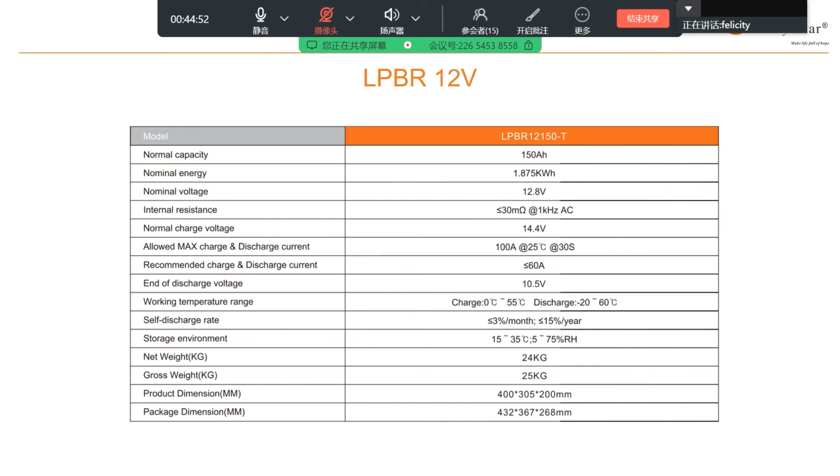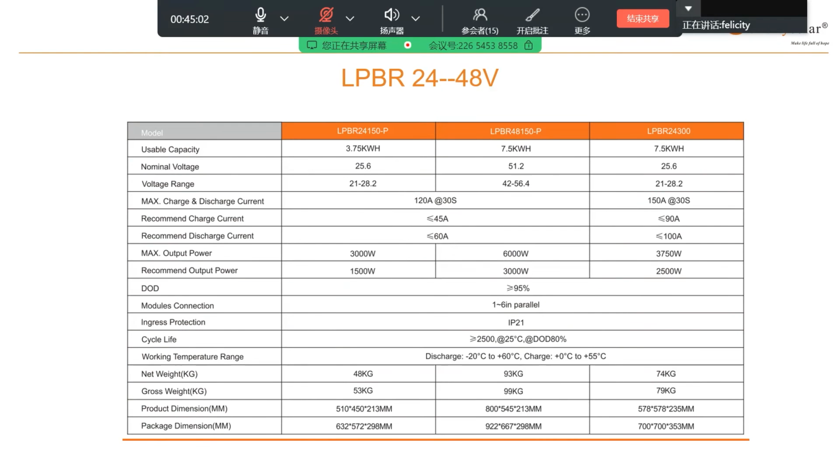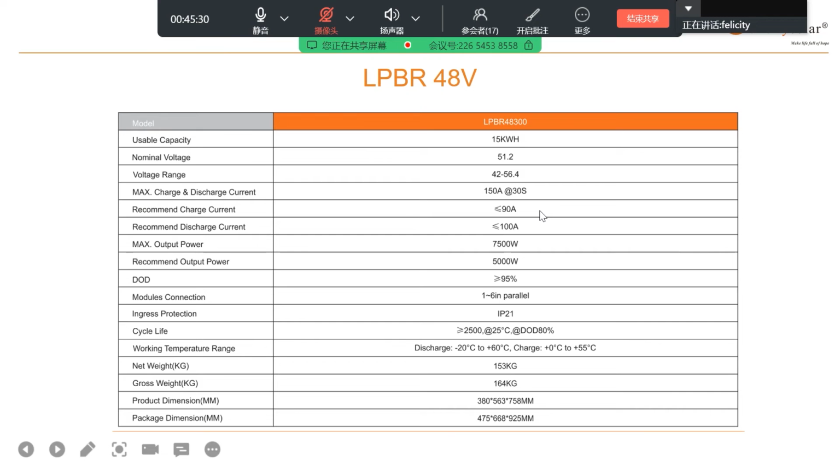Currently we have a 12 volt 150 amp hours model. And then the LPPR 24 and 48. Here I just show part of this, like here I shared 2450 and 4850. And here is the 24 volt 300 amp hours, sorry. And this is the LPPR 48, 300 amp hours.